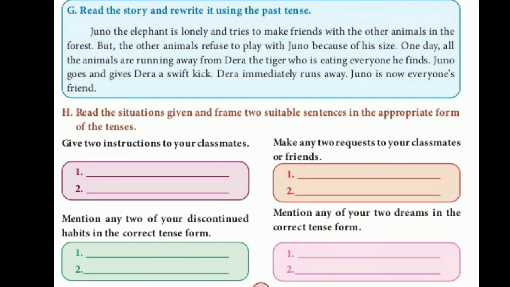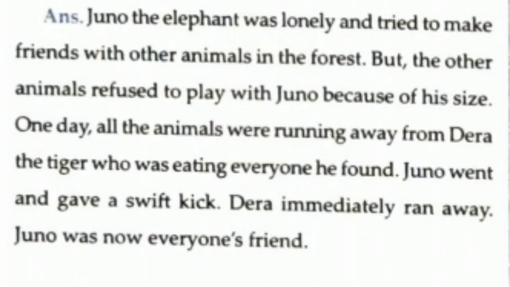Okay, now shall we write it properly? Okay, children. Juno the elephant was lonely and tried to make friends with other animals in the forest. But the other animals refused to play with Juno because of his size. One day, all the animals were running away from Dera, the tiger who was eating everyone. He found Juno, who went and gave a swift kick. Dera immediately ran away. Juno was now everyone's friend.